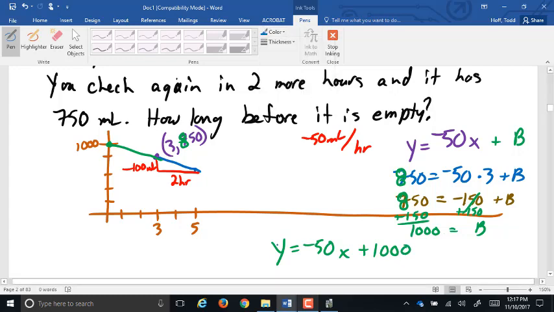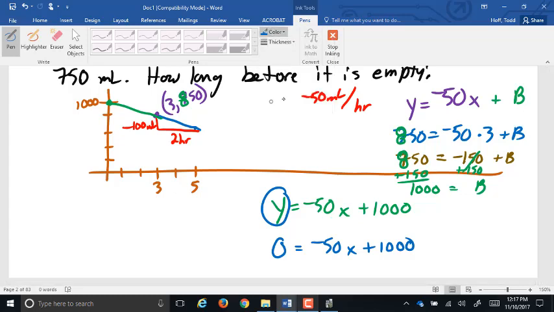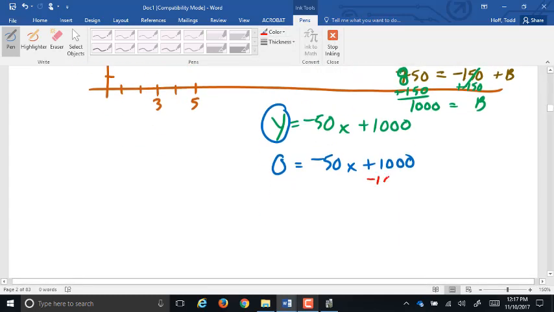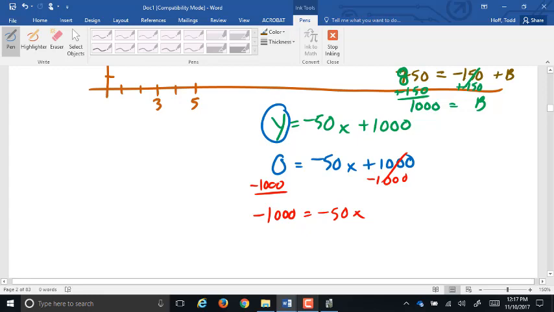If we want to know when it's going to hit 0, well, it's going to hit 0 when the volume is 0, right? When y is 0. You can solve that for y equals 0. Subtracting 1,000: negative 1,000 equals negative 50x. Then what? Divide by negative 50. 20 equals x. So at hour 20, it is going to be empty.